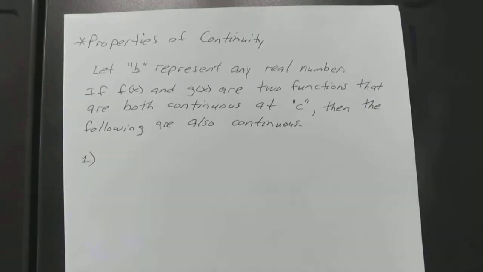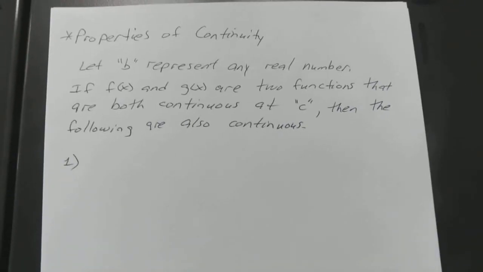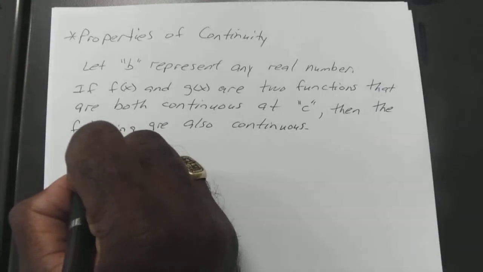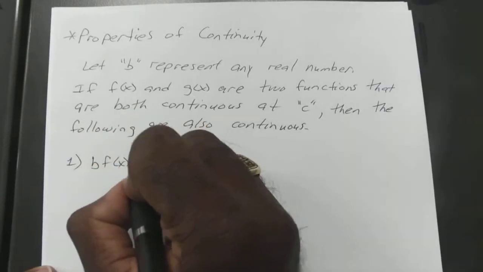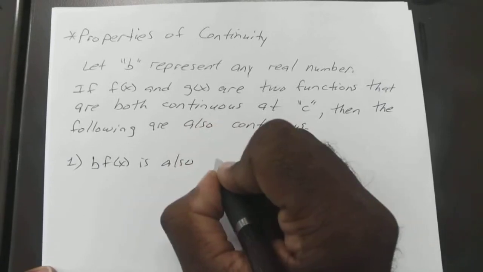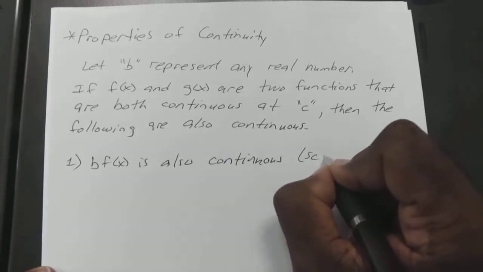So for one, the scalar multiple. That means if you multiply a function by a number, then that will still be continuous. If it was continuous before, if you multiply it by 5, it'll still be continuous. If you multiply it by 20, it'll still be continuous, just bigger. So let's say b of f of x is also continuous. Let's just call it a scalar multiple.